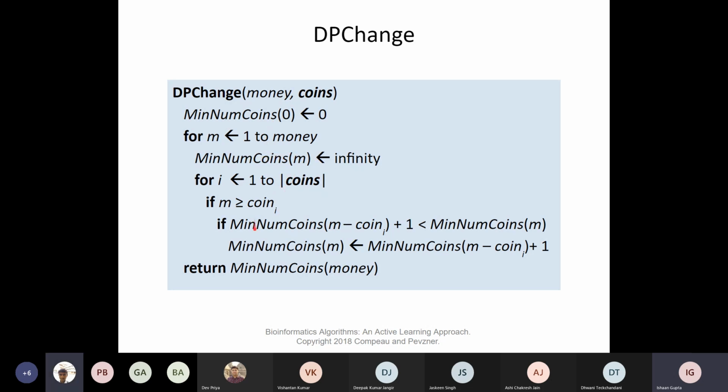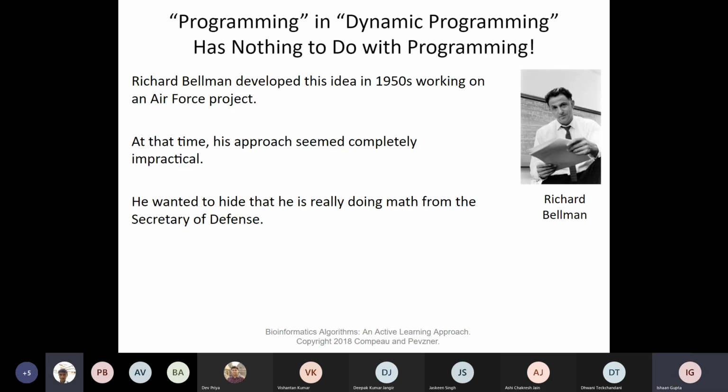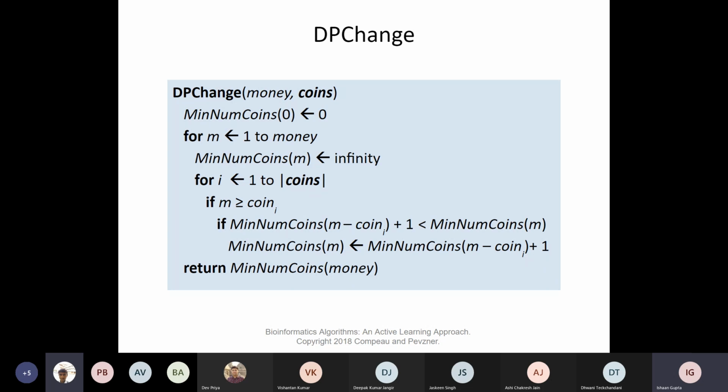Again, you start with infinity. If your m here is greater than coins, you keep on doing this, right? And you are going to now populate the entire matrix with the values. So please take a look at this. And we are going to talk about how we actually use this approach to solve the alignment problem using dynamic programming in the next class.